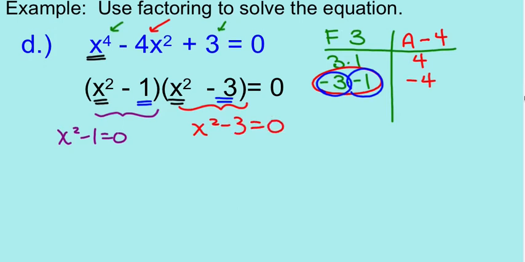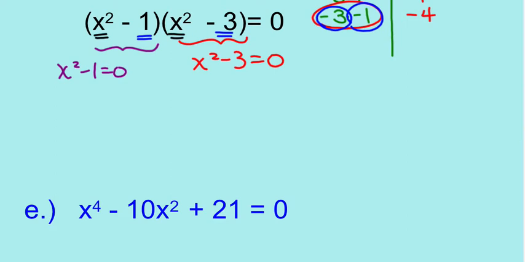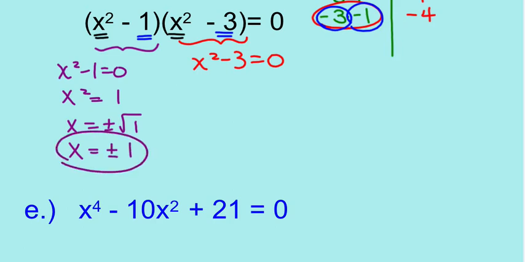Now we solve those for x. So we're going to undo, so we're going to add 1 to both sides. And then we're going to square root both sides. Don't forget the plus or minus. So x equals plus or minus 1. So there's two possible solutions.